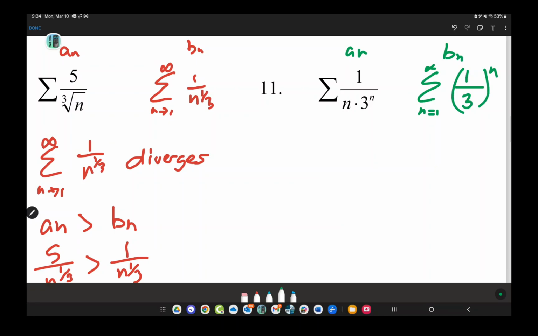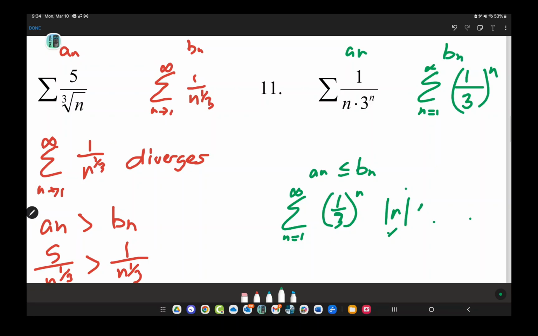Now, in this case, will a_n always be bigger than or less than b_n? Well, less than or equal to, because if n is 1, then it would equal it. So a_n will always be less than or equal to b_n. Now, does b_n converge or diverge? The sum as n goes from 1 to infinity of 1 over 3 to the n. r is less than 1. So since the absolute value of r is less than 1, it converges.